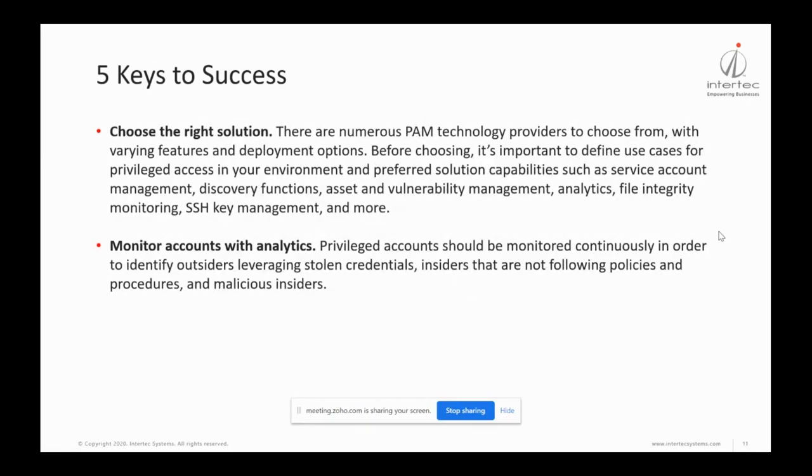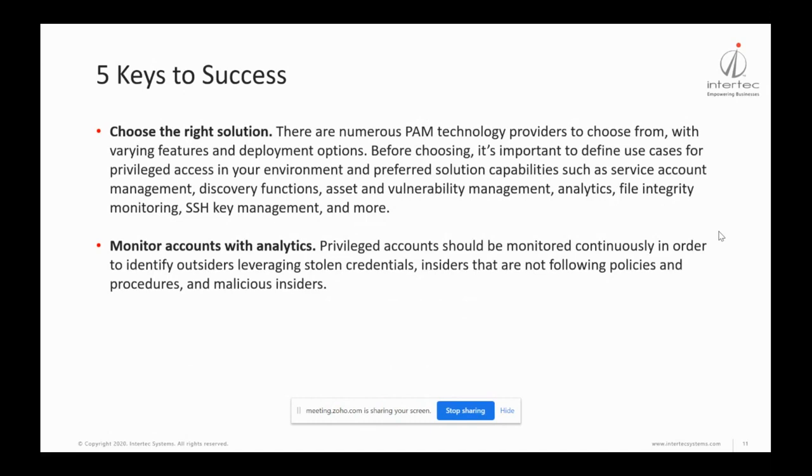Choosing the right solution. Now, if you have seen in the market, there are at least 100 plus vendors who are doing PAM as a solution. So you need to identify the use cases which you need to implement in your organization, depending on what roles, how the services are done, or how the resources are managed, and what features you will be looking at from the PAM solution. Based on that and the market reliability of these products, you need to choose the right solution in place.